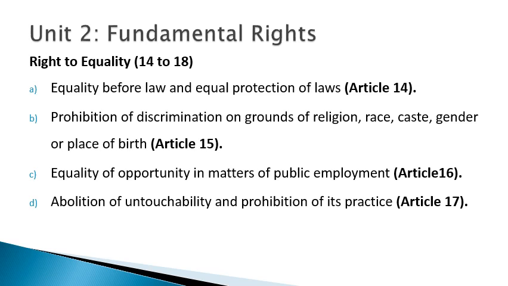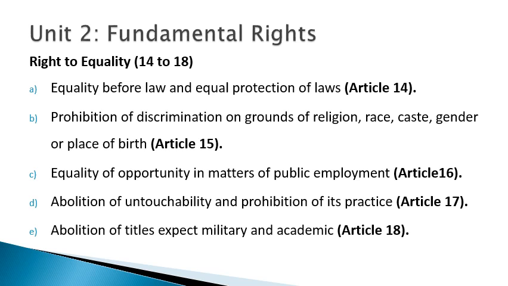Civil Rights. After that, the last one is Article 18 of the Right to Equality, which is the abolition of titles except military and academic. So, Article 18 abolishes titles and makes four provisions in that regard. The first provision is that it prohibits the state from conferring any title, except a military or academic title, on anybody, whether a citizen or a foreigner.